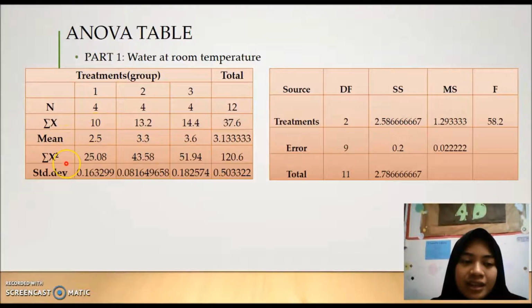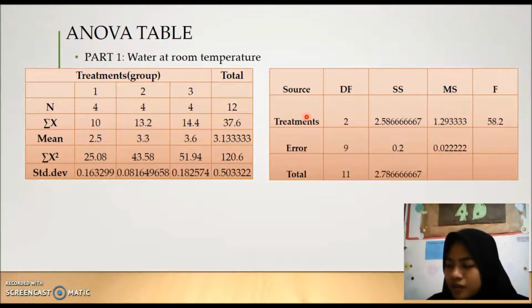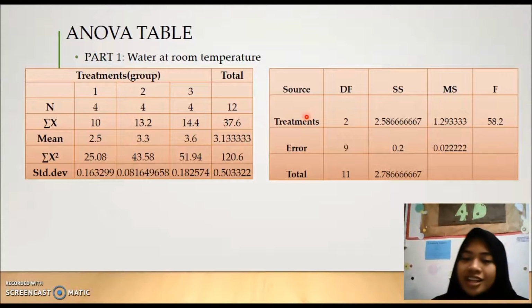So this is the total of the data, and as you can see, this is the mean, the data squared total and the standard deviation. All the values here will be used for the ANOVA table, which is at my right hand side. Here we have the DF, which is degrees of freedom, the SS, sum of squares, the mean square, and the F test. The treatment is, in other words, between the group, and the error is within the group. DF based on the formula, we get 2 and 9. The significant thing that we want to look at here is the F test, which is the ratio of the mean square treatment over mean square error.